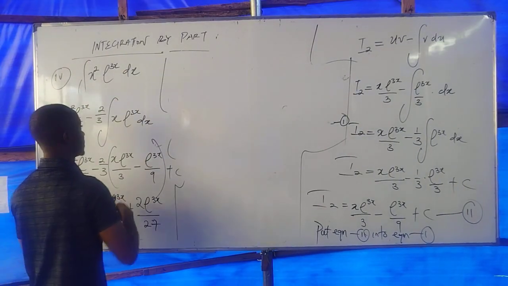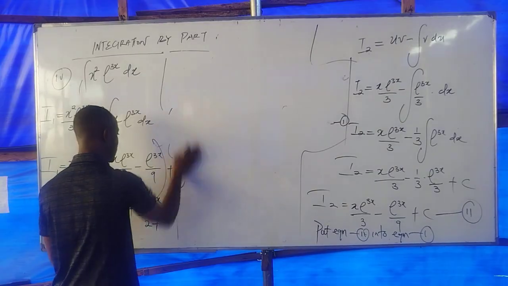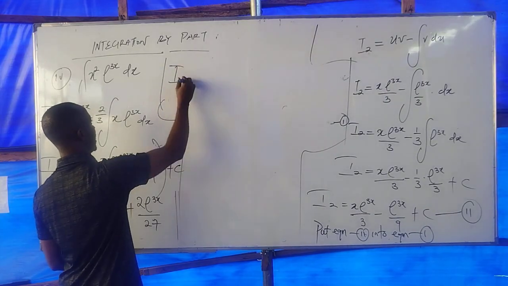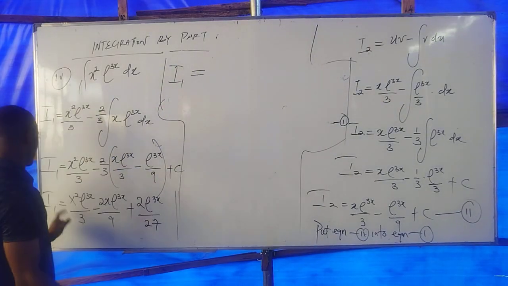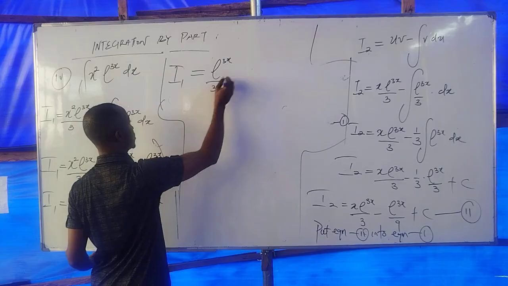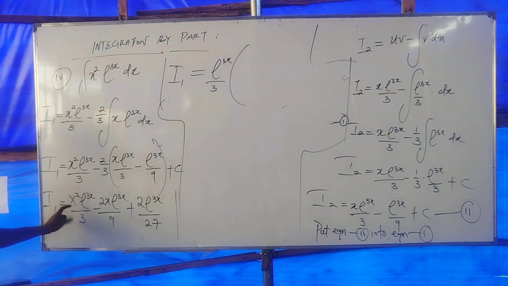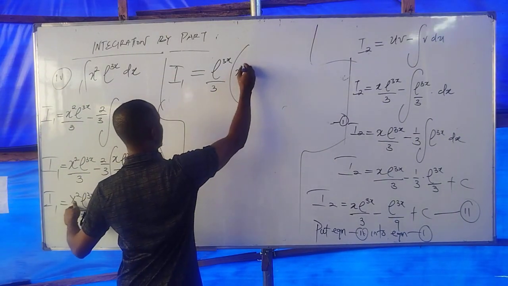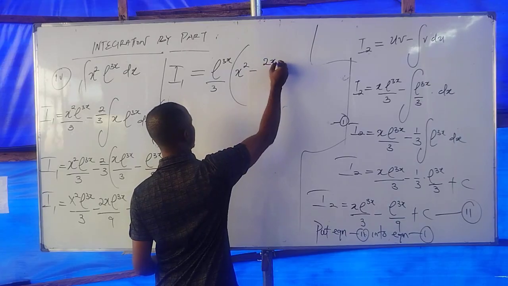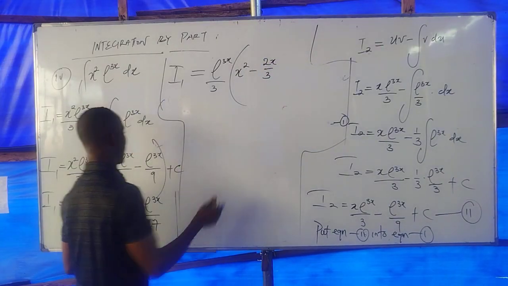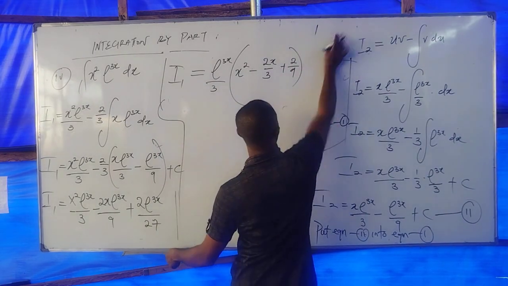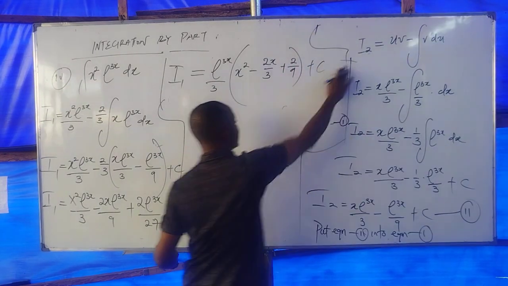So this will give us what? Plus C. Our I1 then becomes what? Let's go: x exponential 3x over what? 3 is common, right? So what's in here? x squared minus what? 2x over what? 3. Plus what? Plus 2 over what? 9. Right? Plus what? Somebody? Plus C. Is that your answer?